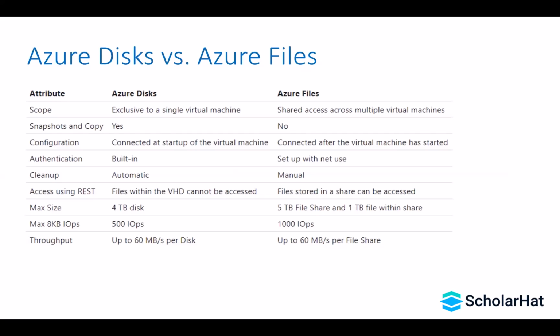The configuration for the Azure disk is done at the time of starting the virtual machine. It is connected with the VM when you start the VM. If you are not starting the VM, it's not connected. Azure Files is connected when the machine has started, meaning when the machine boots, at that time it makes the connection. But in the case of disk, before starting the VM, it makes the connection. Authentication is built in for Azure disk. For Azure Files, you can set it up using net use. Cleanup is automatic for disk, but manual here.